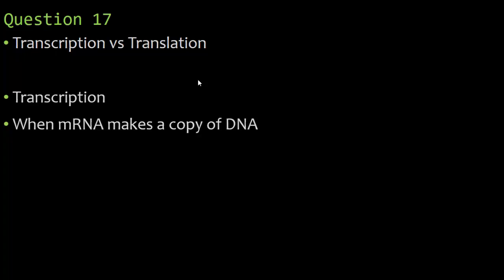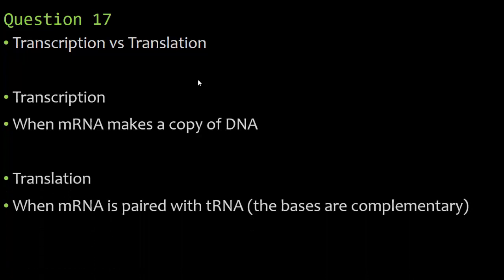The DNA is too large to leave the nucleus, and we looked at that when we extracted DNA in our extracting DNA lab. So the mRNA will come in, it will make a copy of the DNA, and that will lead to translation, and that's when mRNA is paired with tRNA. And when we talk about pairing with tRNA, we're talking about those bases being complementary, A pairing with U, C pairing with G, G pairing with C, and U pairing with A, and we'll get more into that shortly.